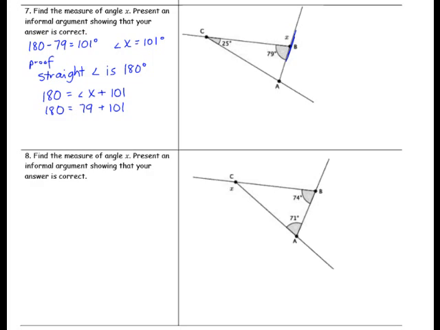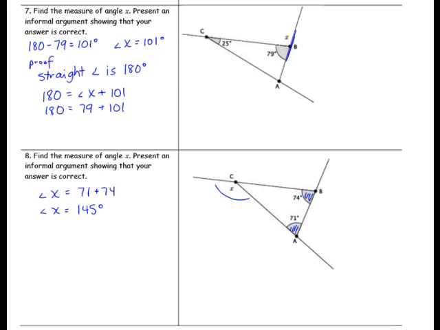Looking at this diagram, I see that the exterior angle is equal to the sum of the remote interior angles that are related. So I know that the measure of angle x is equal to the sum of 71 plus 74. So the measure of angle x is equal to 145 degrees.